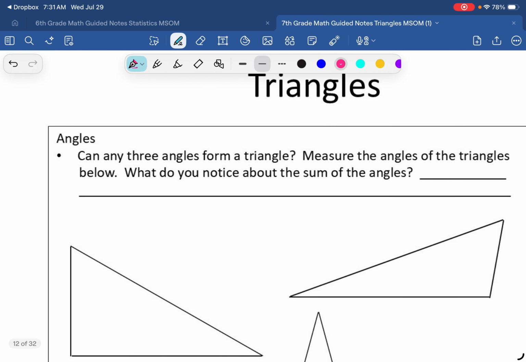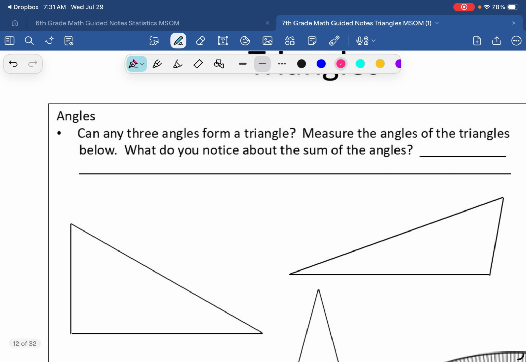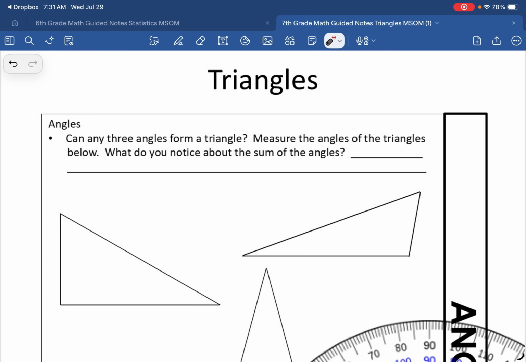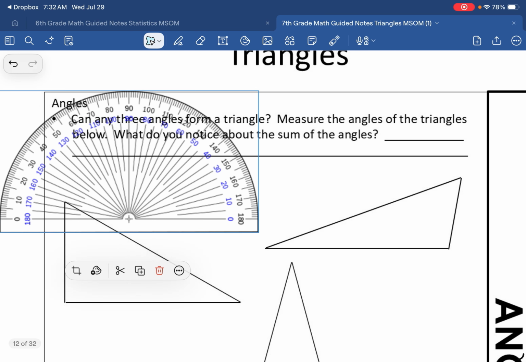Now we're going to look at the angles of a triangle. It says, can any 3 angles form a triangle? Measure the angles of the triangles below. What do you notice about the sum of the angles? Okay, so this is where you're going to need to get out your protractor and you're going to need to measure. A quick review of protractors.